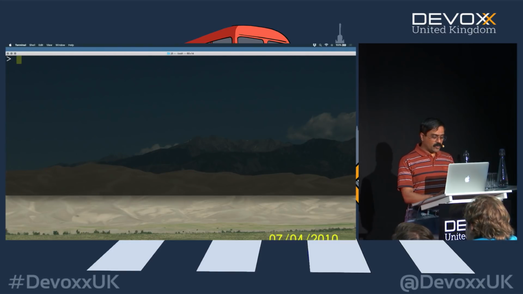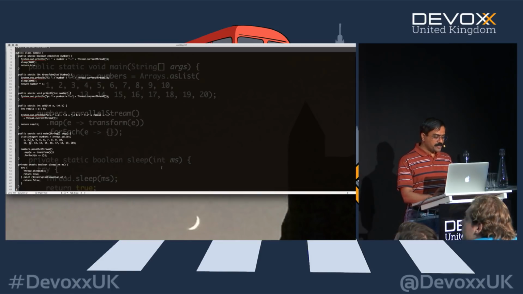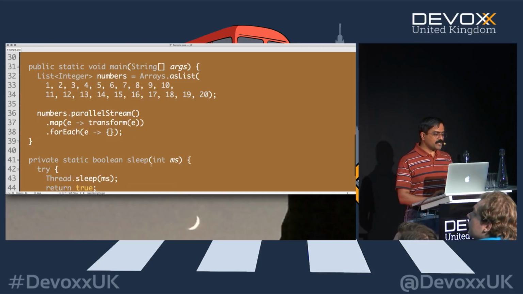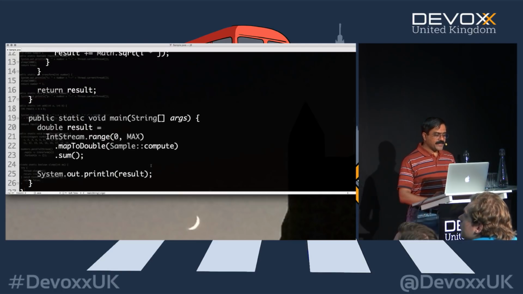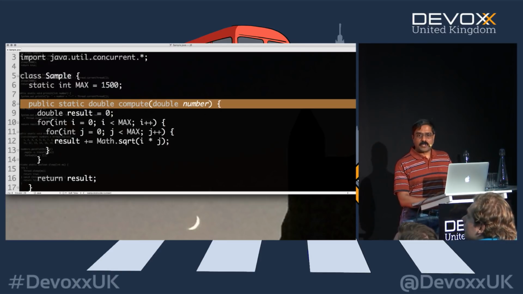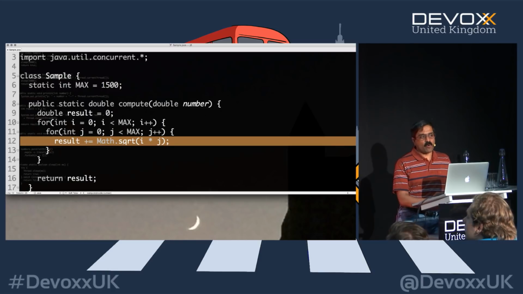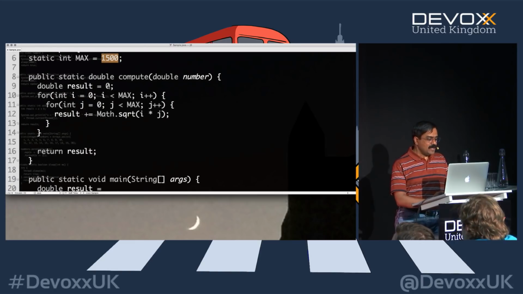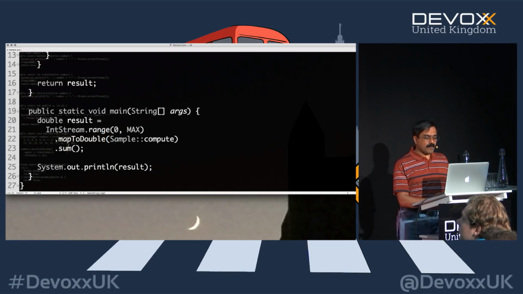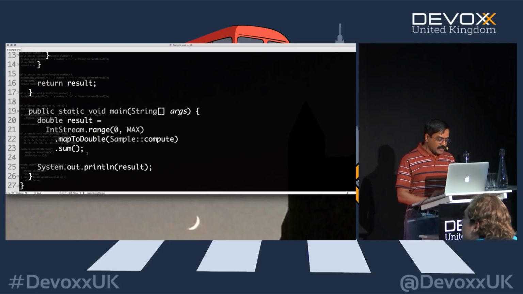But having said that, this may not be such a smart thing to do. Why not? Well, let's take a slightly different example just to see why this may not be such a good idea. Here's a little example I created where I am writing a compute method, and all that it is doing is 2 loops to perform the sum of square root of numbers, just to make it computation intensive. I have a max of 1500, and I'm creating a range from 0 to max, running it as a map to double, and performing the sum operation on it. And this is running sequentially, as you would expect in this case.